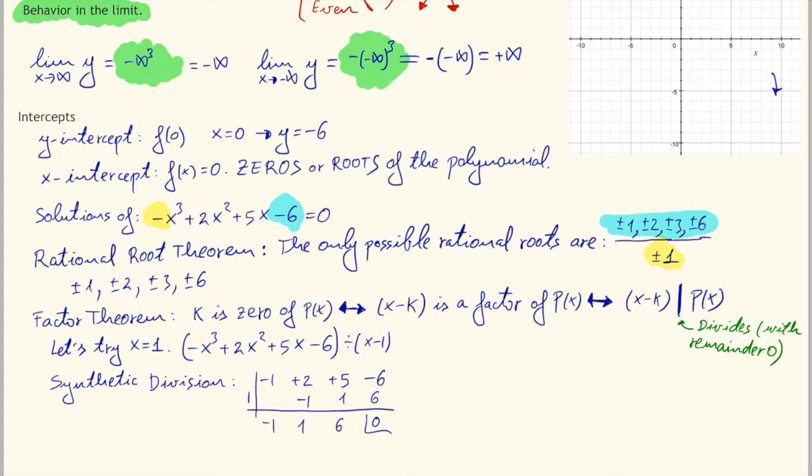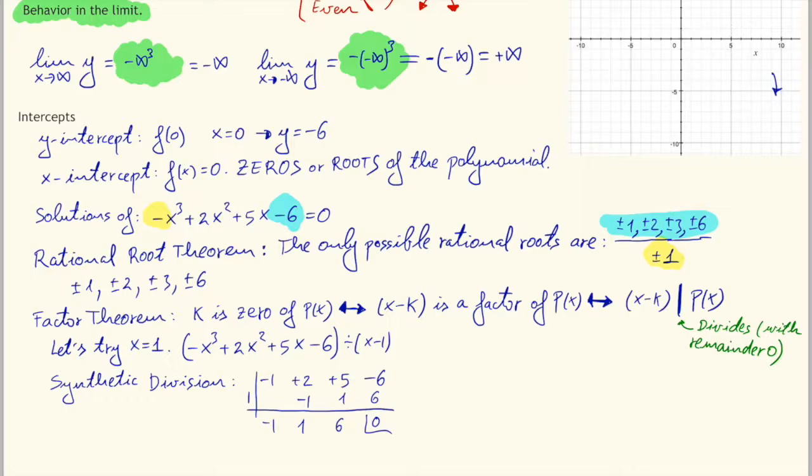Let me stress that you don't have to do it this way. You can always plug the 1, and if the result happens to be 0, it's clear that the 1 is a 0, a root of the polynomial. But this is considered to be faster, especially because it's not enough with checking the 1. You need to check many of them.